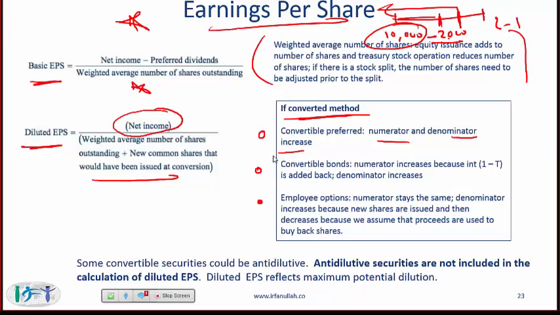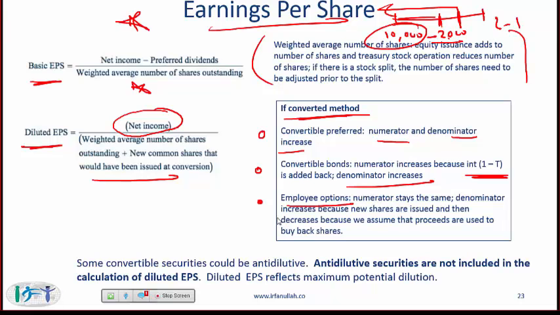Numerator increases because then you are not going to subtract the preferred dividends, and denominator increases based on how many new common shares are created when the preferred shares are converted. With convertible bonds, the numerator increases because you are saying that in the original net income number the interest had been deducted, so now you add back interest on an after-tax basis, interest into 1 minus t. Also the denominator increases because you have more shares.